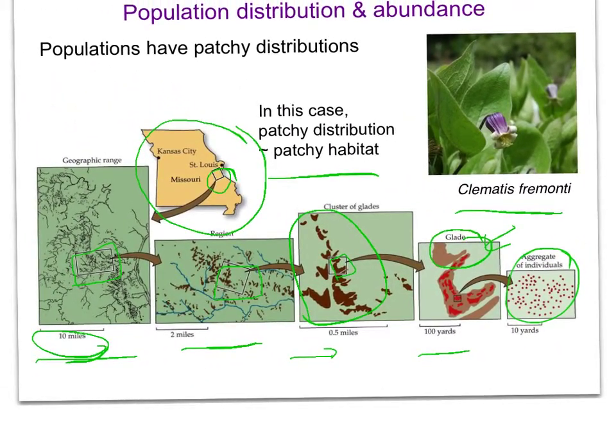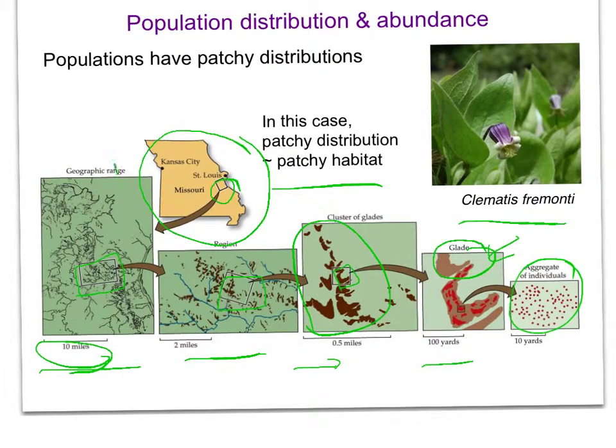We've got a cluster of this over this large geographical range. We have regional clusters, we have a small group of clusters in a single glade, and then an aggregation of individuals within a glade. And again, these patchy kinds of distributions are more of a rule than they are an exception.